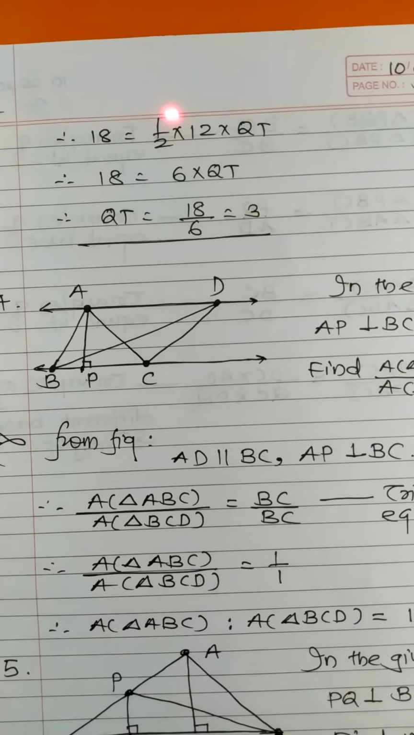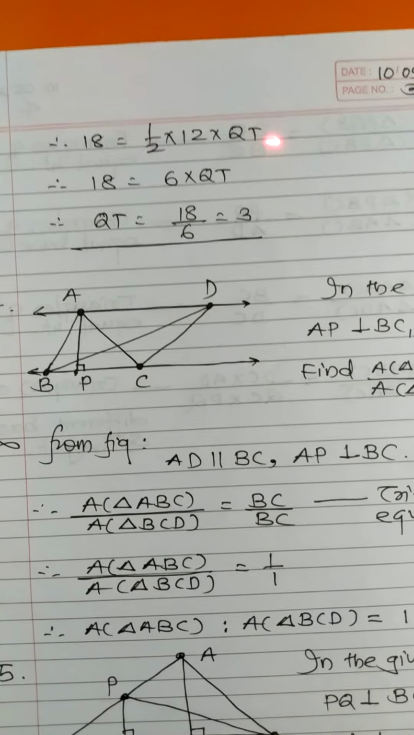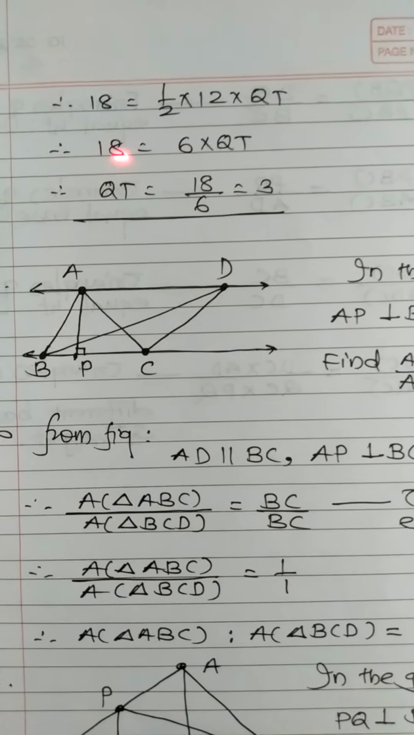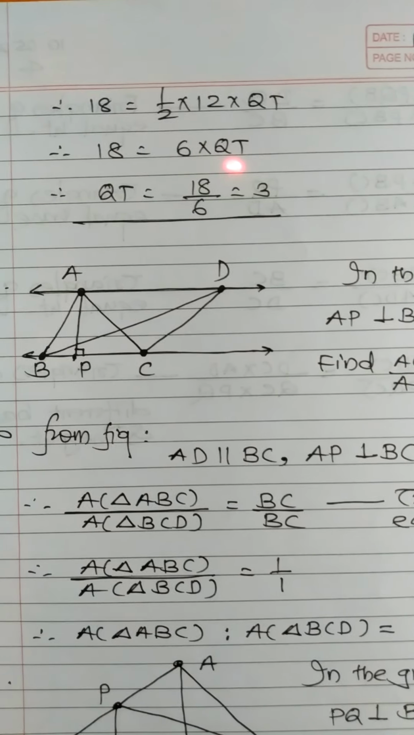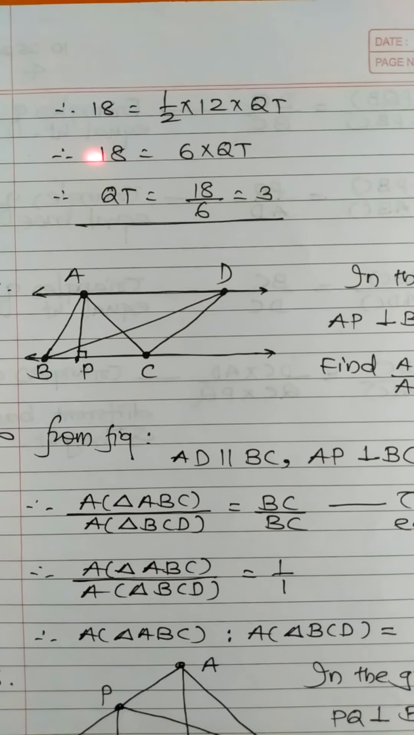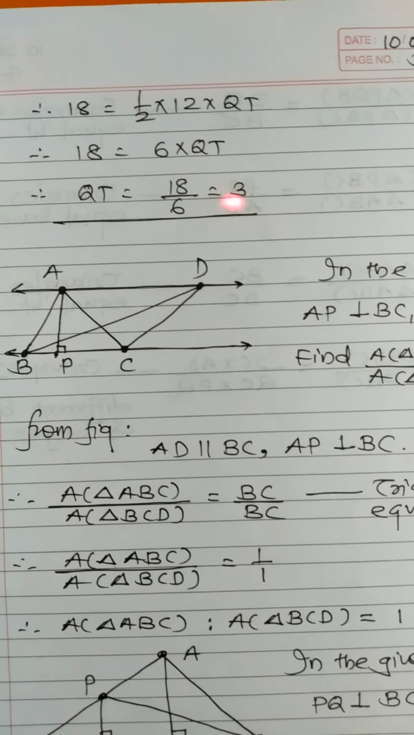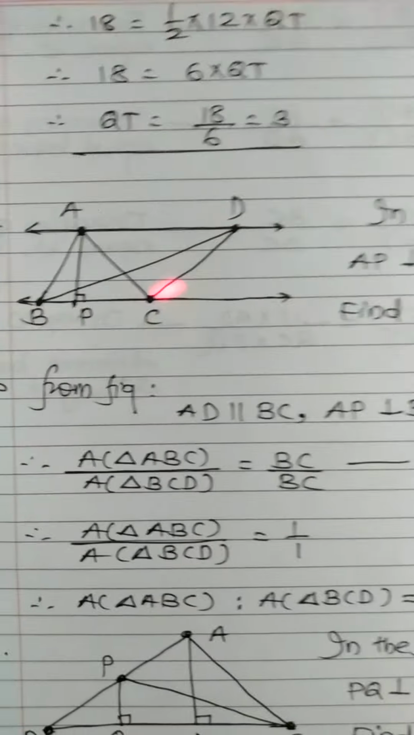So therefore 18 equals 1 by 2, 12 multiplied by QT. 12 means PR, which is the base, it is given. So 18 equals 6 into QT. Transfer that 6 to the left, so 18 upon 6, which means 3. So QT equals 3.